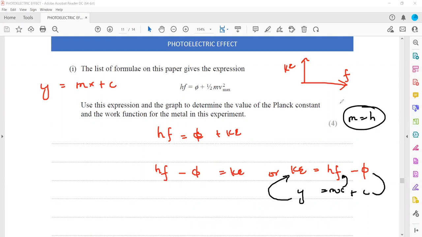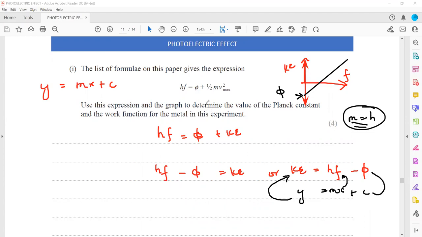And what about the negative y-intercept? When the line intersects the y-axis, the negative of the y-intercept will be equal to the work function. So if this was a graph between frequency and kinetic energy, and we extend the line to the point where it intersects, this point will be the work function, because the negative y-intercept is this one. The y-intercept is positive if it touches the positive side of the y-axis. So with kinetic energy on the y-axis and frequency on the x-axis, our gradient is equal to Planck's constant, and the negative y-intercept will be the work function.